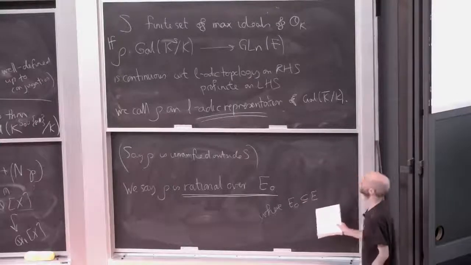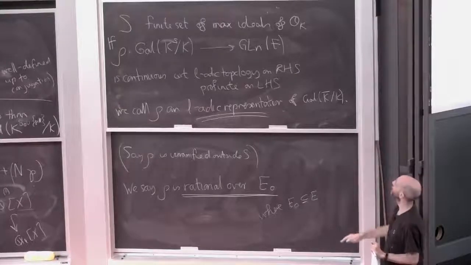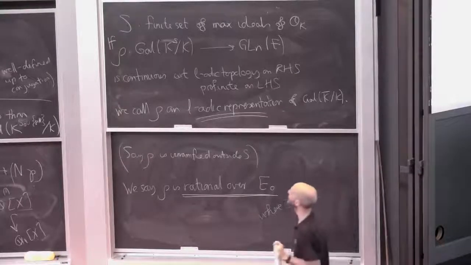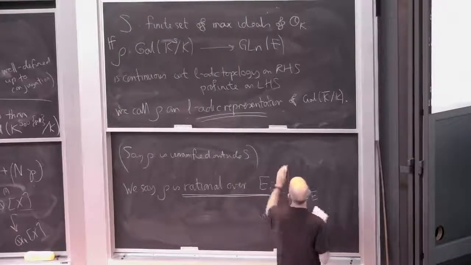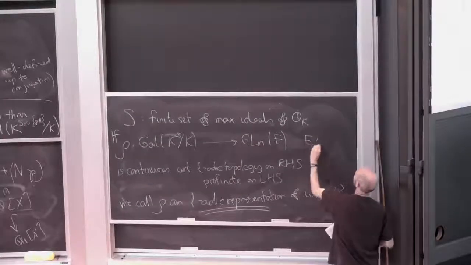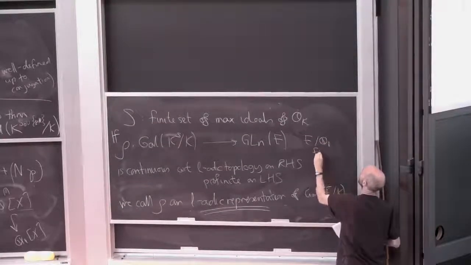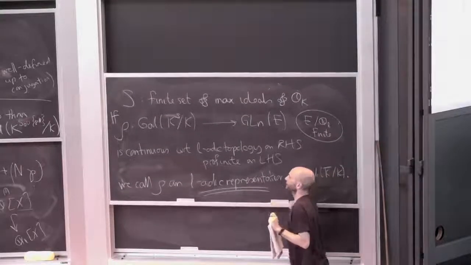And now what you should be thinking is that E is some finite extension of Q_l. Presumably I said that at some point. Did I say that at some point? Yeah. Great. I can't see it on the board. I really want to have said it somewhere. I said it, but I didn't write it. So E is a finite extension of Q_l. That should have been in there.